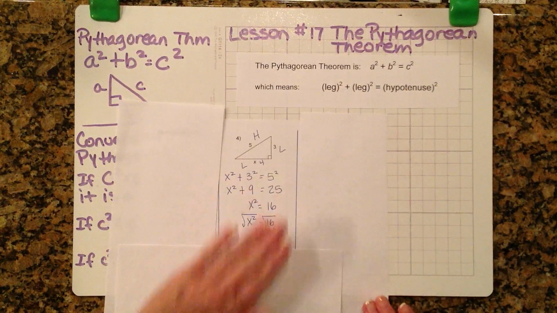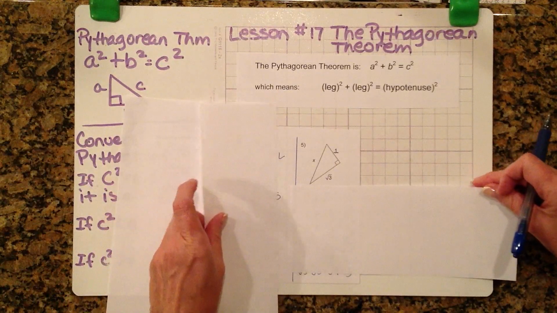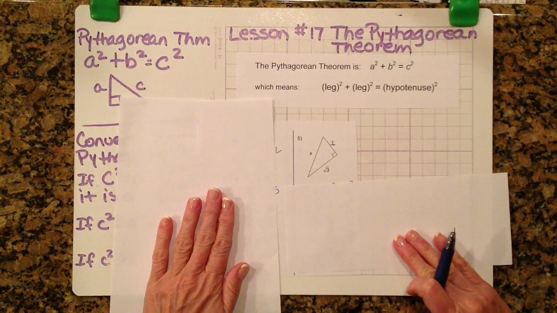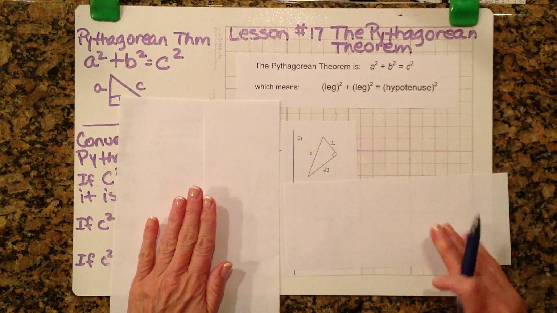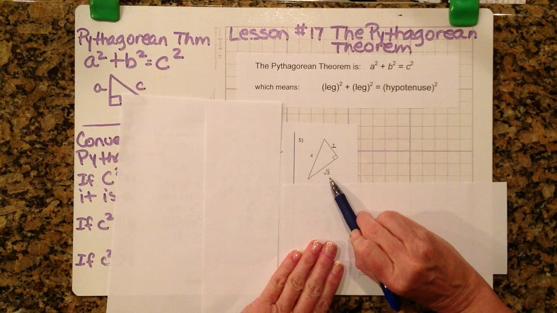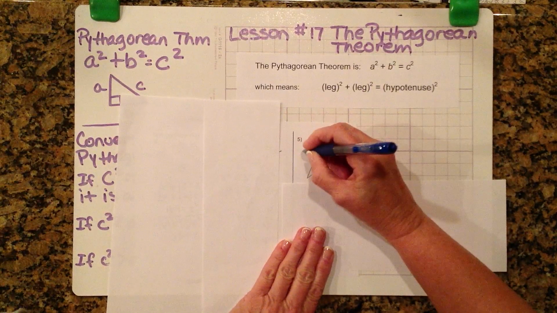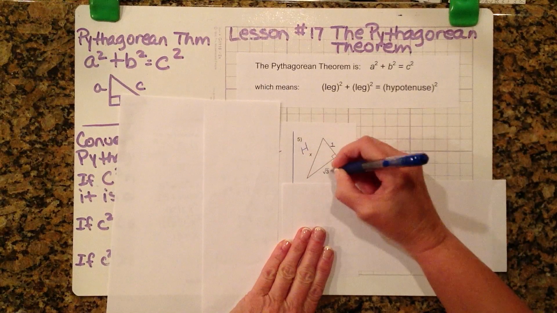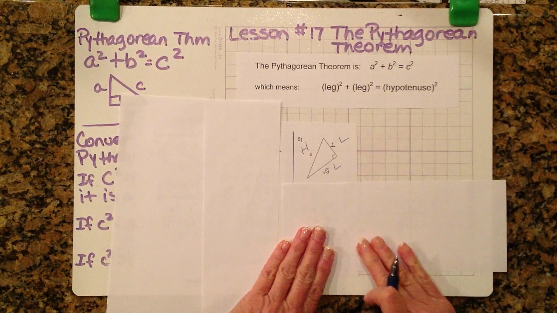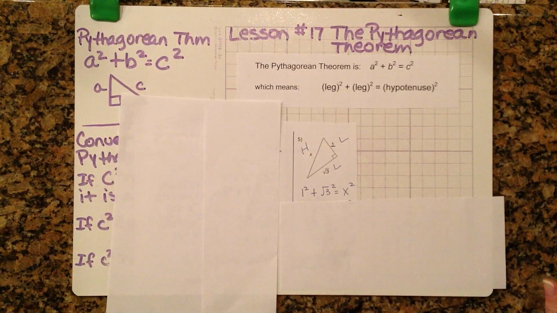All right, let's do the last one on this little set of examples here. Okay, here's my problem. This is a 1, not a 7. It's 1, and this happens to be a radical. It's square root of 3, and that's x. So what am I trying to find? I'm trying to find the hypotenuse, and this is a leg, and that's a leg. So I'm going to set it up. 1 squared plus square root of 3 squared equals x squared.